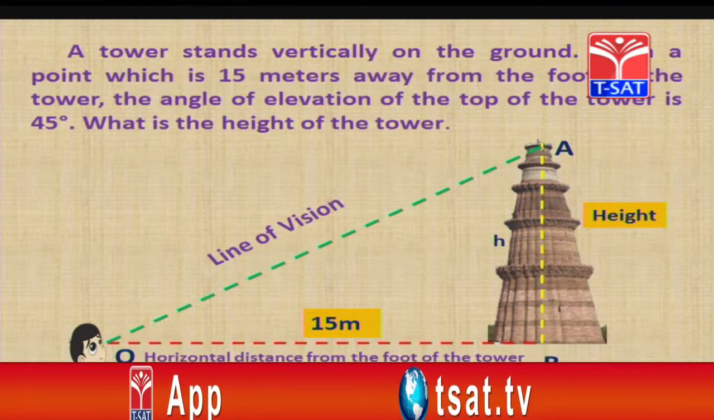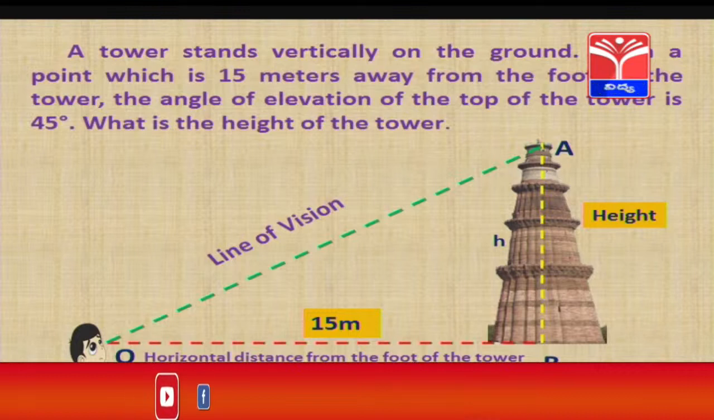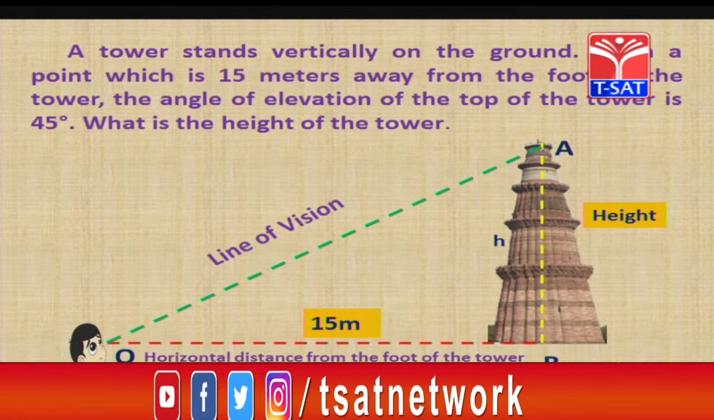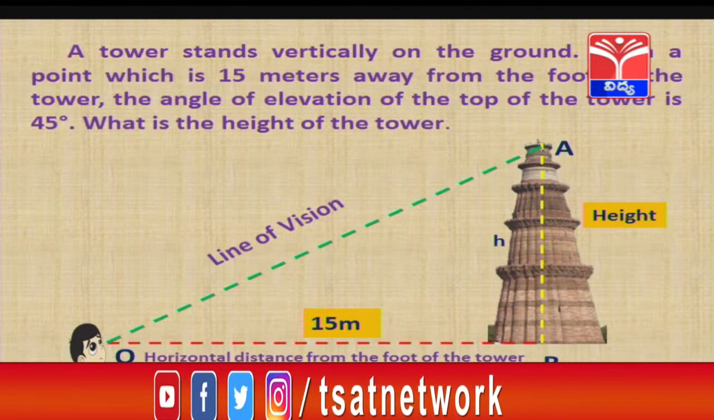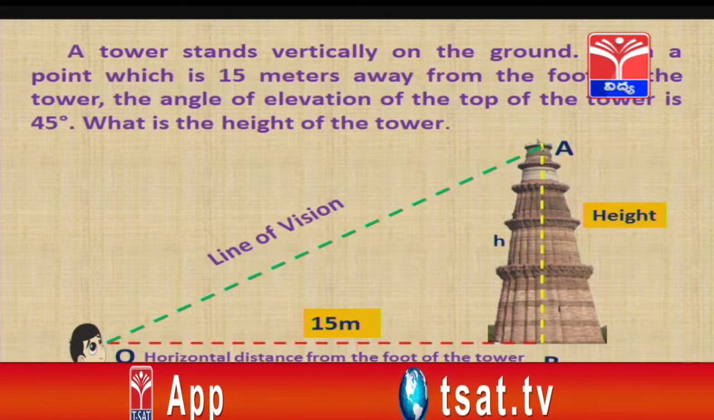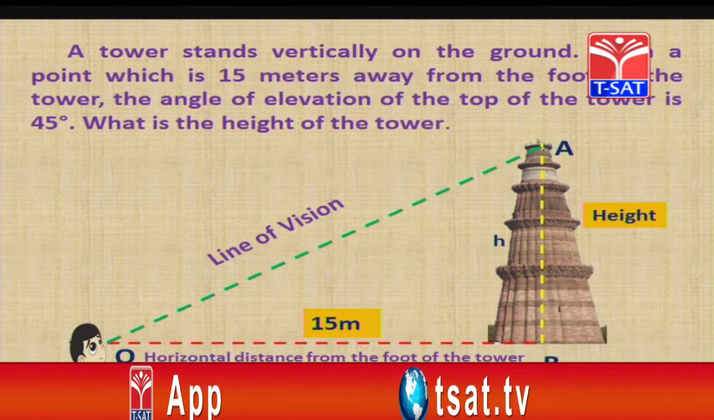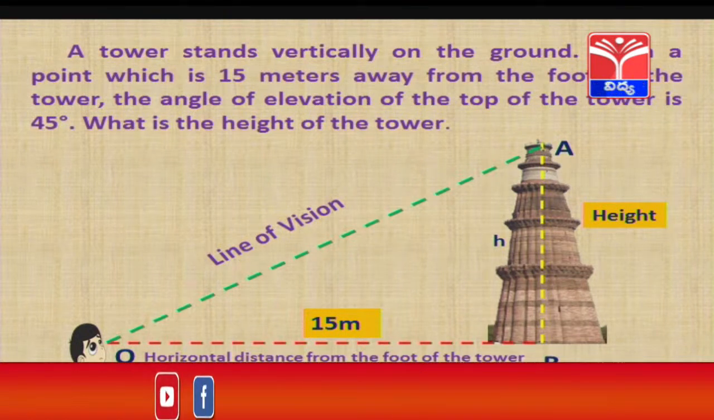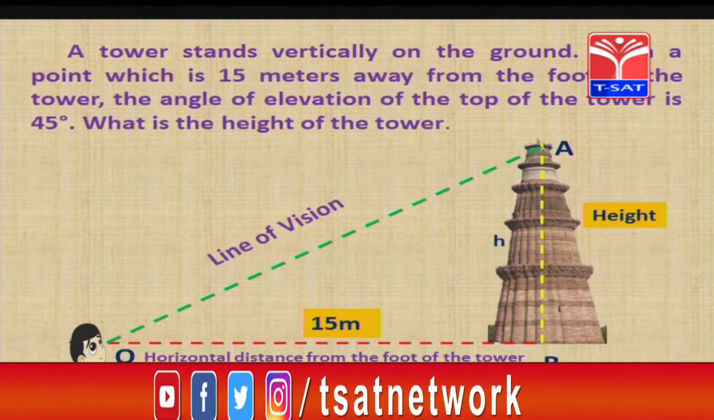So here B is called the foot of the tower, and the point O is said to be the point of observation. So you are able to see a clear triangle here. He says that from a point which is 15 meters away from the foot of the tower, that means the distance between the foot of the tower and the observer is 15 meters. So I wrote here OB is how much? 15 meters. Are you clear, children?